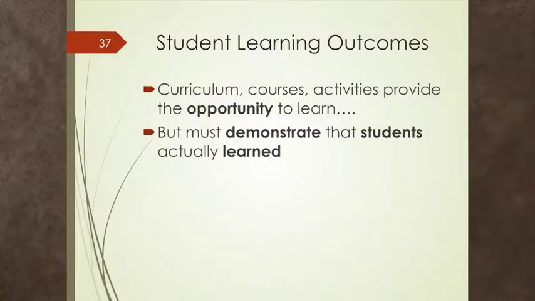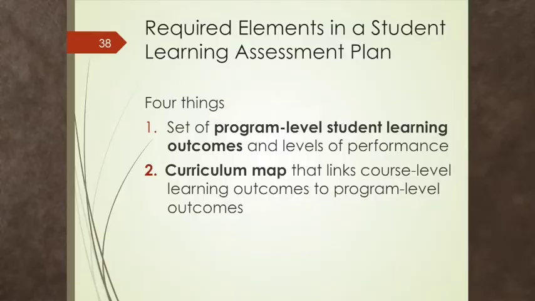Therefore, curriculum, courses, and activities provide the opportunity to learn for students, but it's incumbent upon you to demonstrate that students actually learned. So your job as a site visitor is to look for 4 things in that student learning outcome assessment process. The program has to have a set of student learning outcomes at the program level, not for each course, but they need it for each course to get to the program level and vice versa. But at the program level, what are their student learning outcomes and what's the level of performance benchmark they want to achieve for each of those learning outcomes?